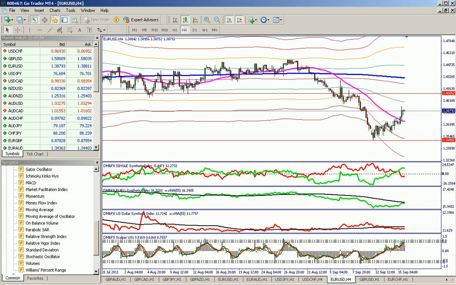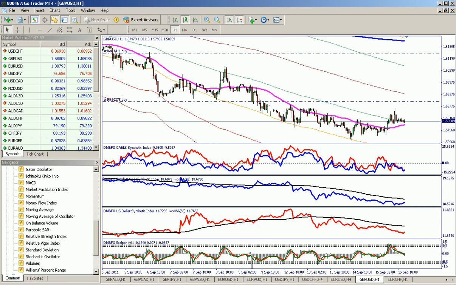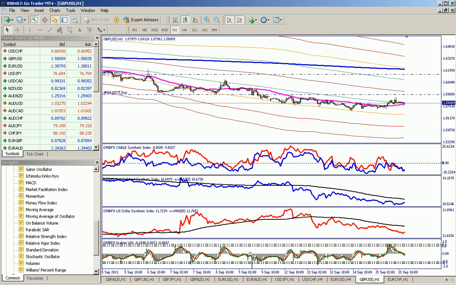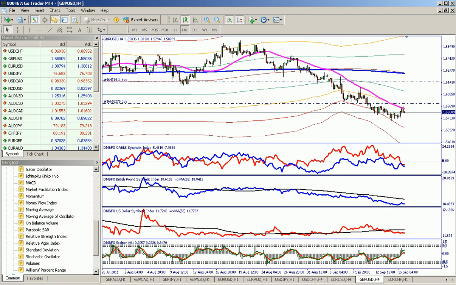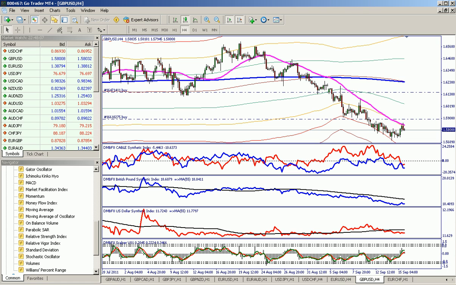Now if we move on to the GBP USD, we will obviously see pretty much the same scenario here as well. You'll see obviously in the 4-hour chart that the pair has pretty much moved down quite a bit. We can obviously identify a couple of support and resistance zones here, mainly one here, and then we probably have one here as well. There we go.